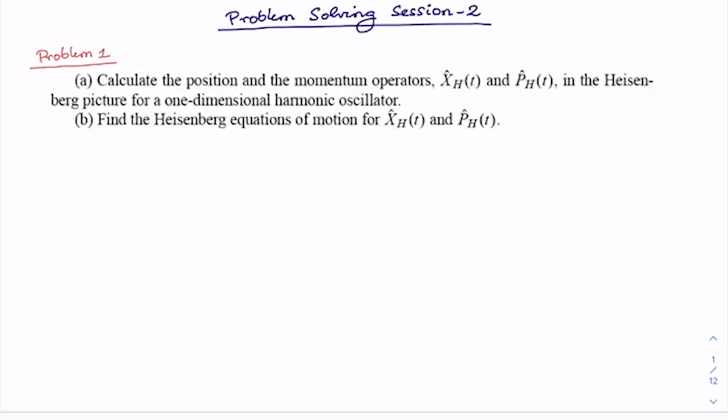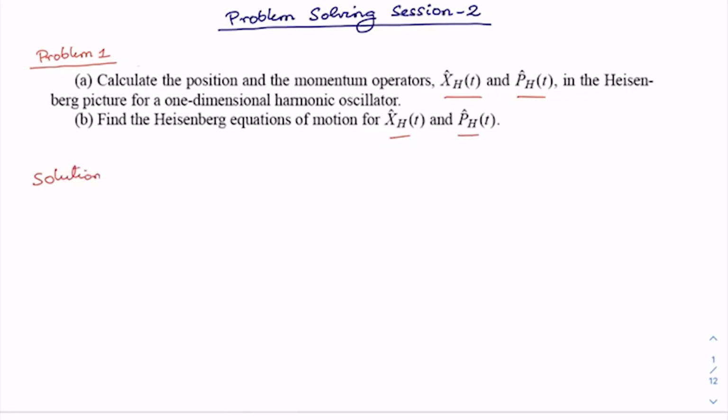In this problem solving session 2, we are going to solve problems on two-level atoms and the Heisenberg representation. As the first problem, let us calculate the position and momentum operators x and p in the Heisenberg picture for a one-dimensional harmonic oscillator. And in the second part, find the Heisenberg equation of motion for the operators x and p. So let us do it.